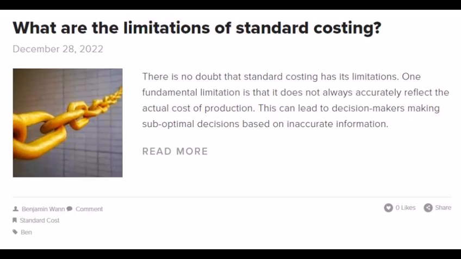Finally, standard costing can be quite complex and time-consuming to implement. This can lead to high costs in terms of both money and resources, which may not be justifiable in all cases. Despite its limitations, standard costing remains a widely used tool in cost accounting. When used correctly, it can provide valuable information that can help improve decision-making and ultimately lead to better business outcomes.